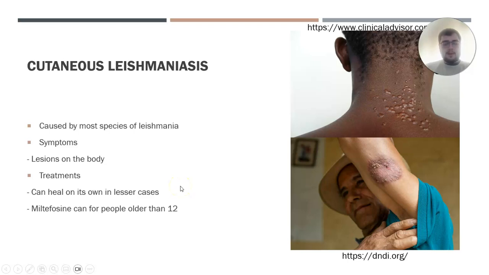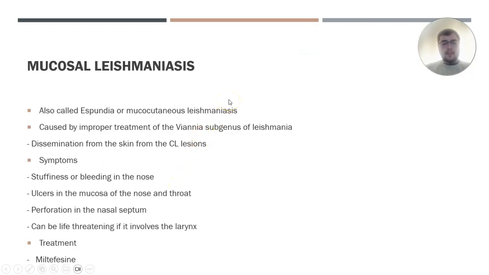to fight the parasite. Mucosal leishmaniasis can also be called espundia or mucocutaneous leishmaniasis. It's caused by improper treatment of the Viannia subgenus of Leishmania, and this is caused when the cutaneous leishmaniasis is not properly treated, and the parasite will disseminate from the skin, from the lesions, and go and infect the mucosal linings of your mouth, your throat, and your airways. And the symptoms can include stuffiness, bleeding in the nose, ulcers in the mucosa of the nose and throat.